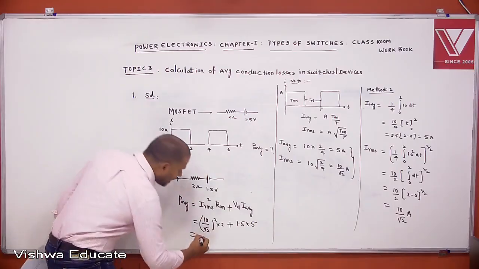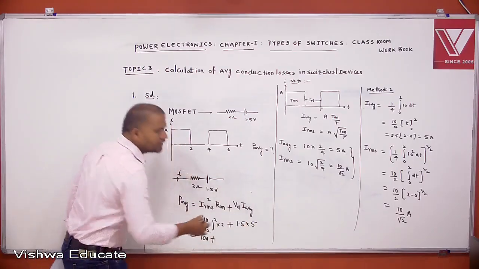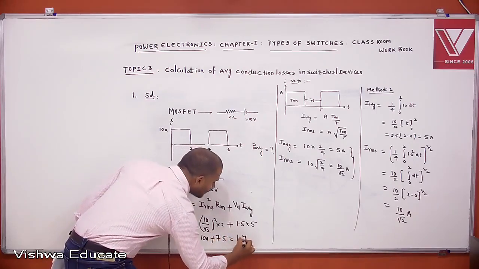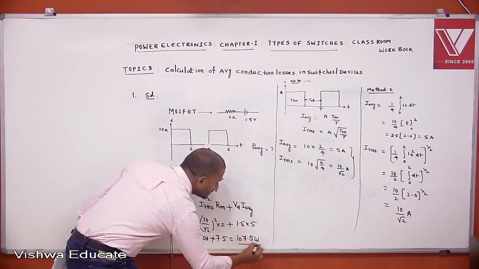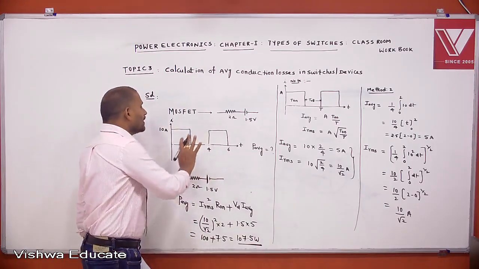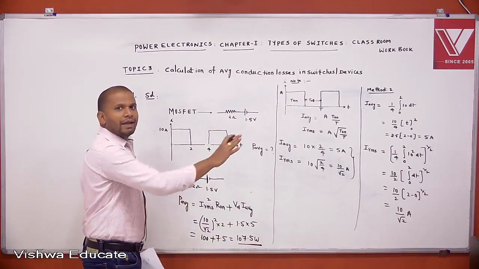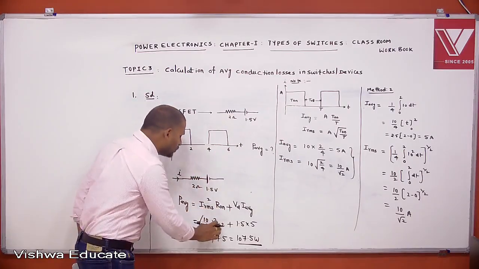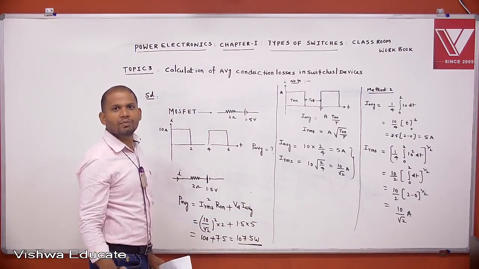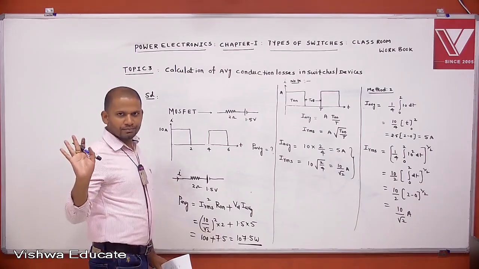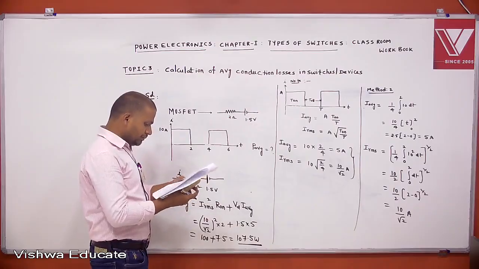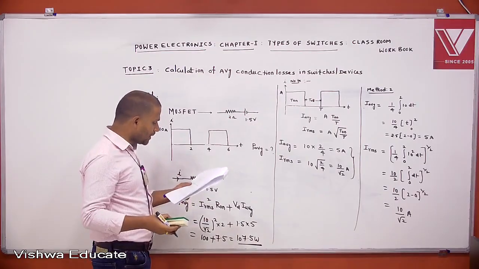Yes, 100 plus, this is how much? 7.5. Then how much do you get? 107.5 watts. This is the average power loss. Very simple. For a given current waveform, calculate the average and RMS values, substitute here, then you get the average power loss, that is 107.5 watts. Understood? Clear? Then go for the second question based on this topic only.